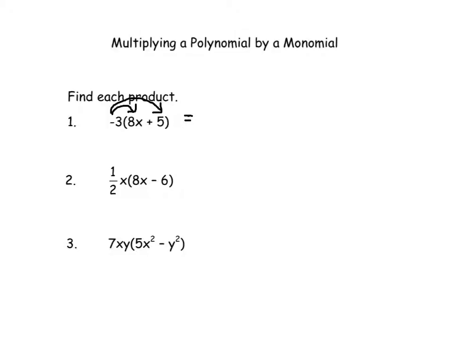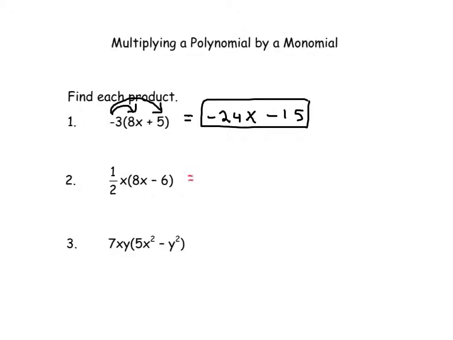So -3 times 8x is -24x, and -3 times a +5 is -15. So that's your simplified answer. However, on the outside of your parentheses, as in example number 2, you'll not only just have a number, like we have 1/2 right there, but we also have a variable. So whatever the monomial is, you're going to take it and distribute it and multiply by each term inside of the parentheses. So let's do number 2.